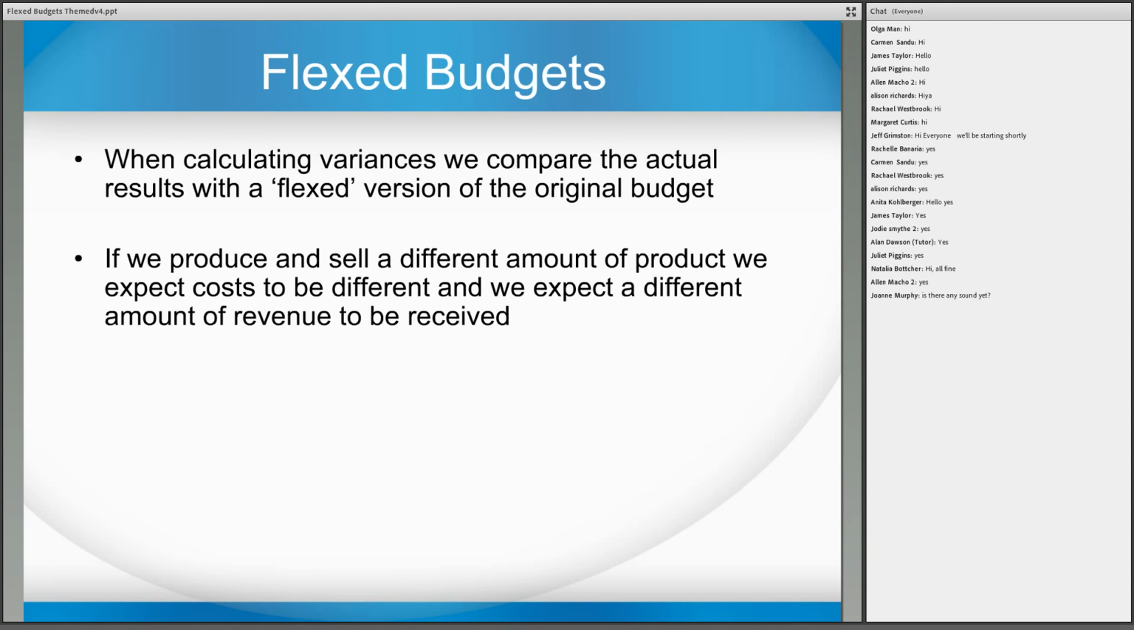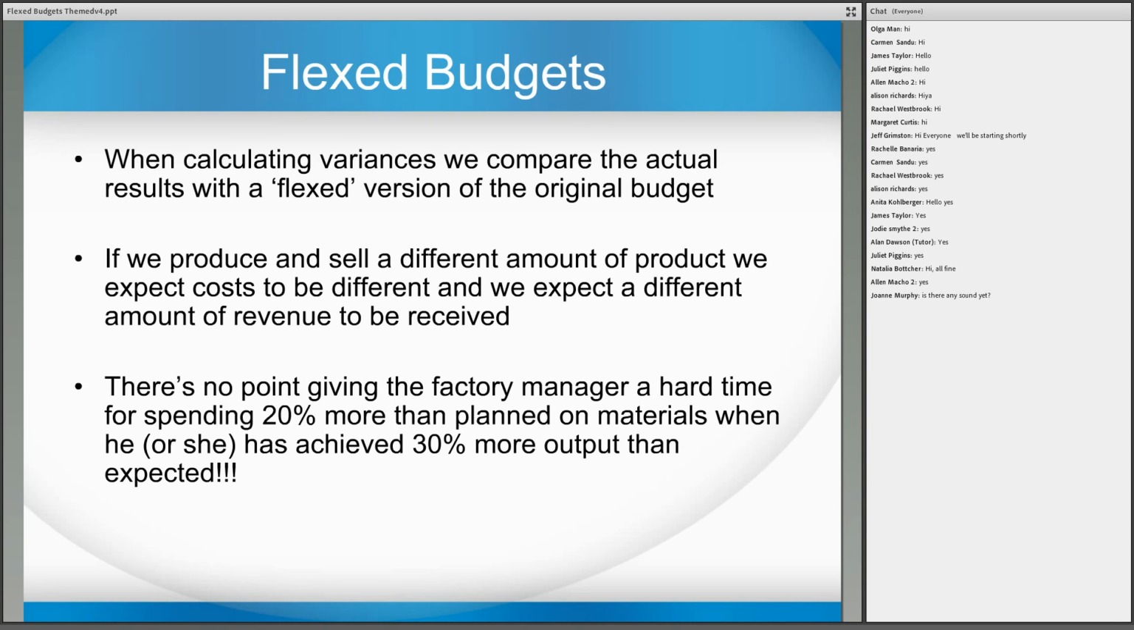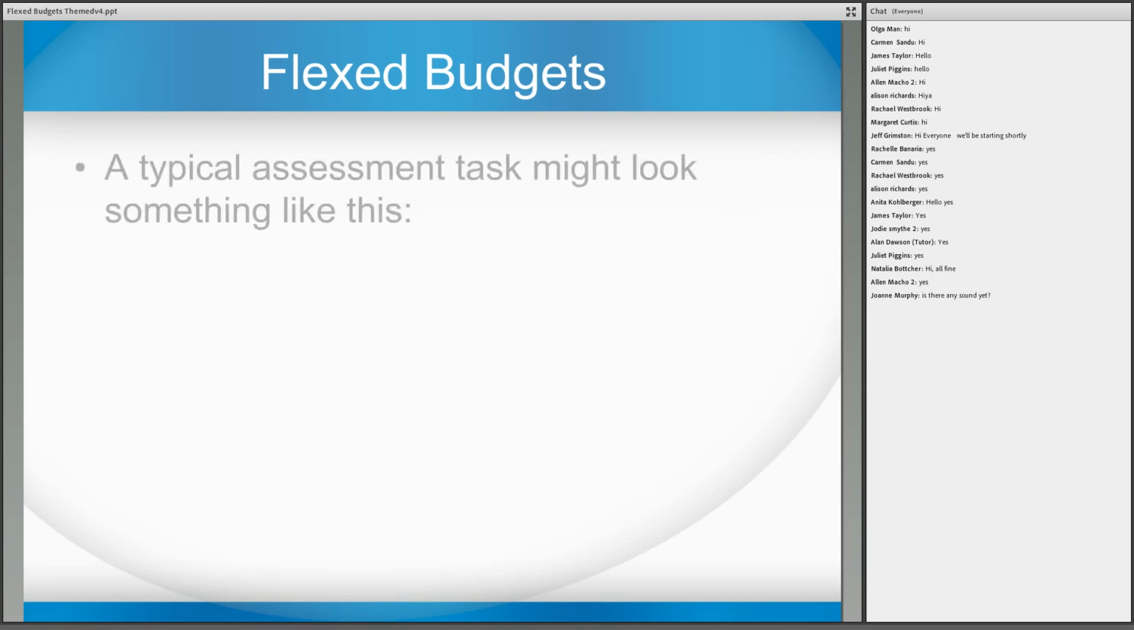If output is different, we're not going to tell the factory manager off for using 20% more materials than expected if he's achieved 30% more output, or he or she, of course. So let's look at how a task might be laid out and how it might look.